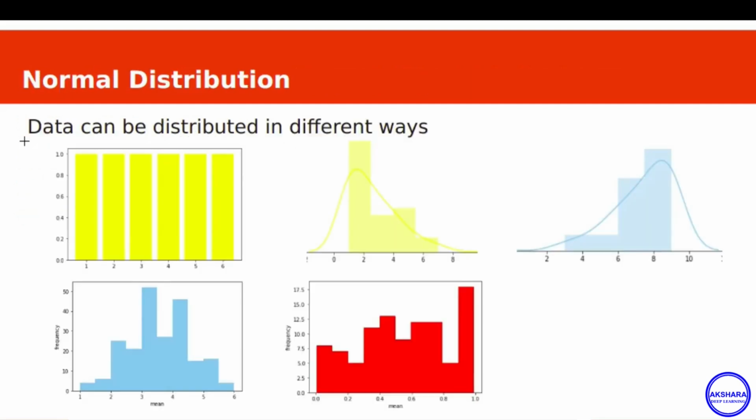Data can be distributed in different ways. See here, data is equally spread. This is called uniform distribution or rectangular distribution. Here data spread more on the right. Here it spread more on the left side. Here data is almost equally spread from the mean. Here it is completely jumbled.